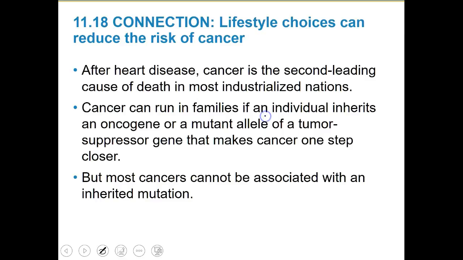After heart disease, cancer is the second leading cause of death in most industrialized nations. So cancer can run in families if an individual inherits an oncogene or a mutant allele of a tumor suppressor gene that makes that cancer one step closer. But most cancers cannot be associated with an inherited mutation. So that means most cancers aren't inherited.